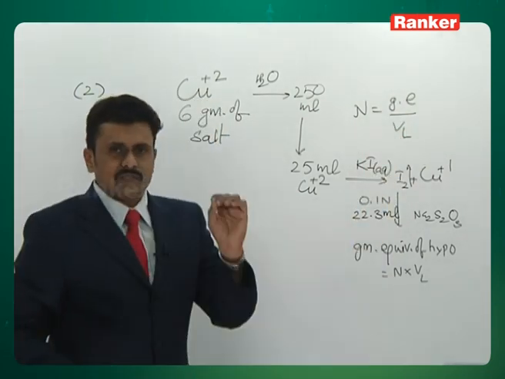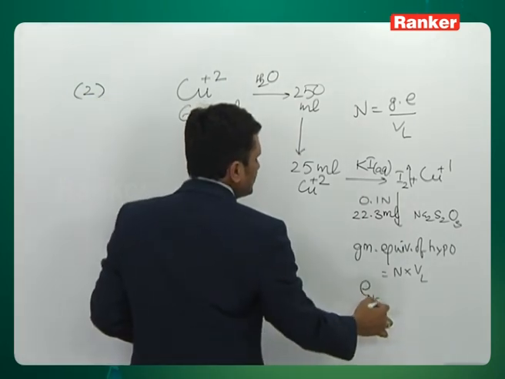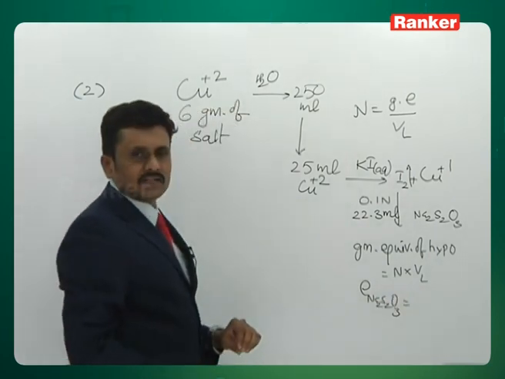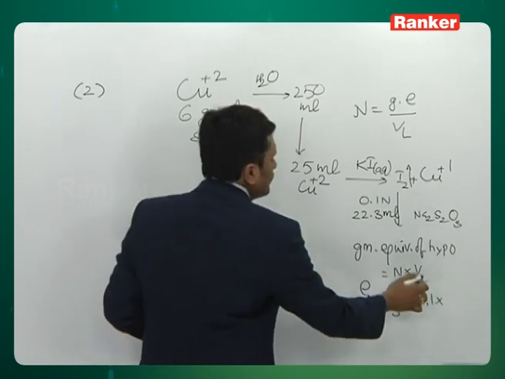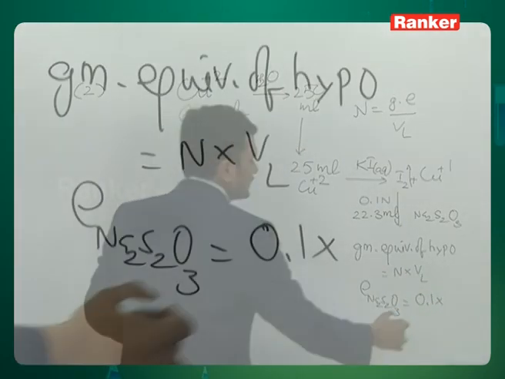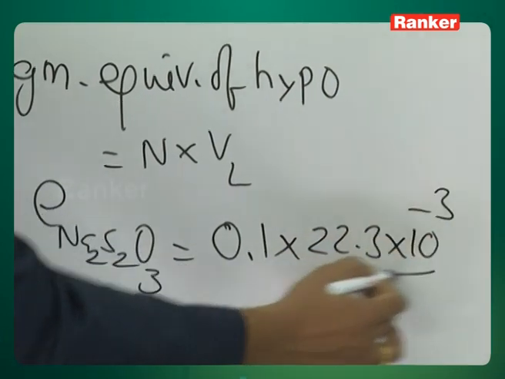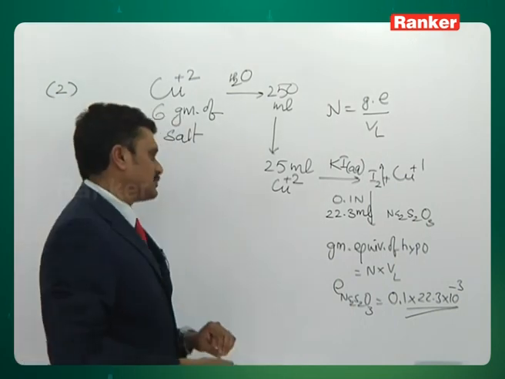So if you have this particular compound, the gram equivalents of hypo, I am writing it as E of Na2S2O3. The normality of hypo is mentioned as 0.1. Volume of hypo solution in liter will be 22.3, and in liter it is divided by 1000. So these are the gram equivalents of hypo which are being used.